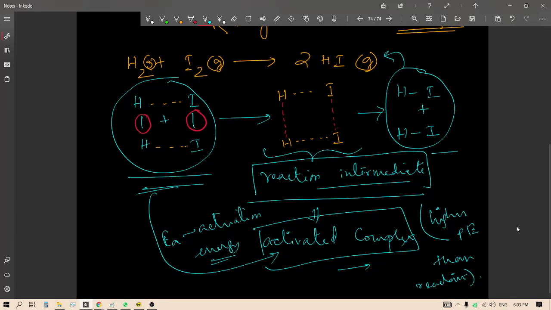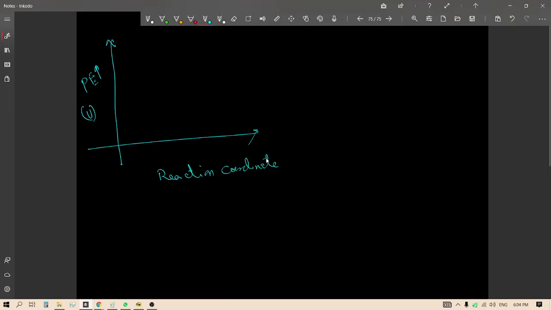Now, if I represent this graphically, how can I write? Let us draw a graph where the y-axis indicates the potential energy. I can also write it as U, as per the laws of physics, and on the x-axis I write something called the reaction coordinate, because I do not know what is to be placed on the y-axis or the x-axis.